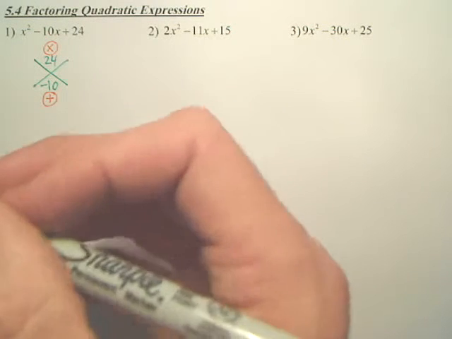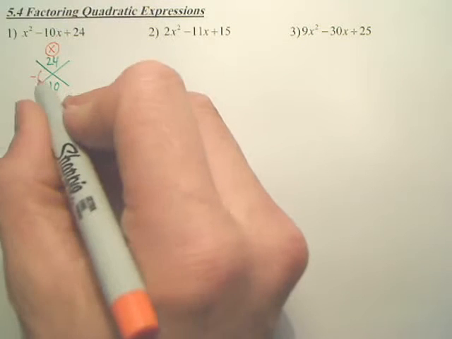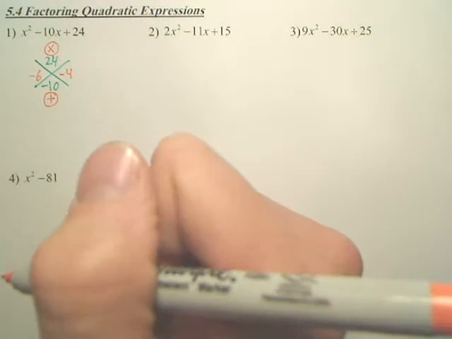In this situation, it's kind of like a guessing game. You kind of got to go through all your multiples. In this situation, it's negative 6 and negative 4.